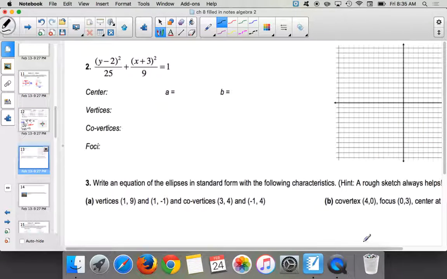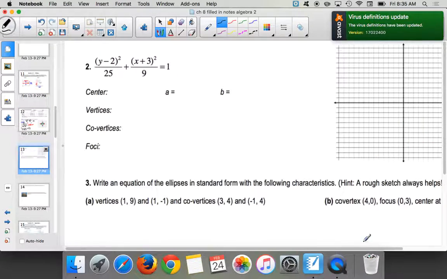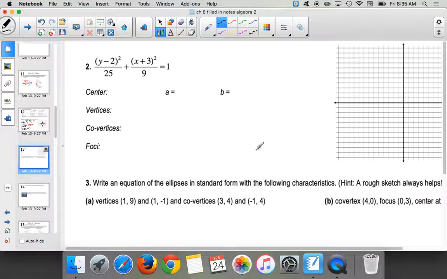So this next one says we have y minus 2 squared over 25 plus x plus 3 squared over 9 equals 1. When I look at these numbers on the bottom, I know I'm going to have 5 and I'm going to have 3. Let's write where they're going. The 5 is underneath the y value, so it's going up and down from the center. And the 3 is underneath an x value, so it goes right and left. That will help you determine which one's the major axis and minor axis.